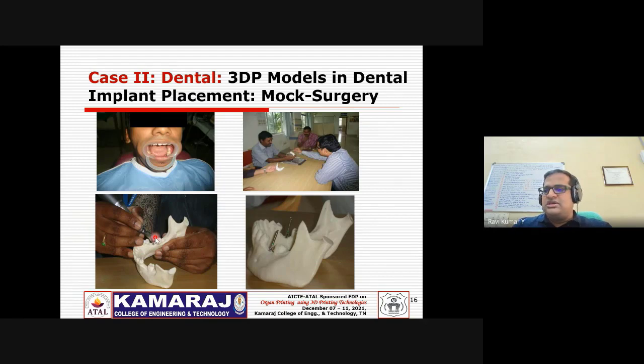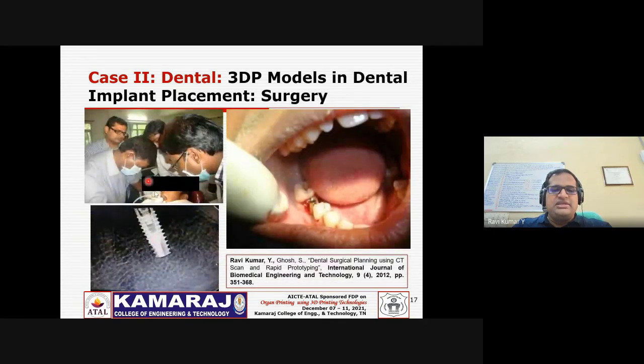Once he has done that, he finally goes to the operation theater, and you can fix that implant as per the design and the condition of the patient. So it is directly implanted during the surgery. This is how 3D printing is helpful for placing and designing this implant for the patient's specific requirement.